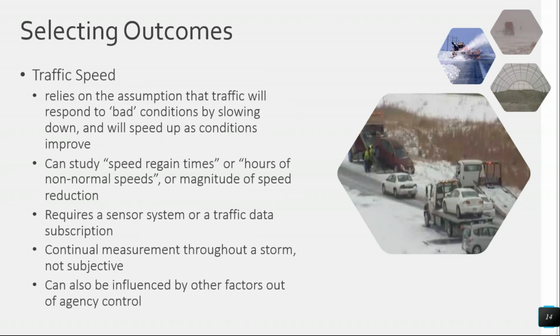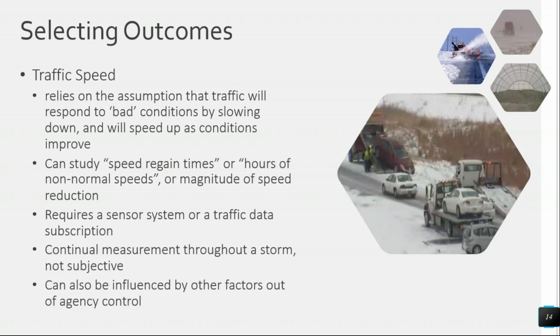Another one that might be interesting for you to consider is traffic speed. Now, this one relies on the assumption that traffic will respond in a certain way to a condition. And so if the weather is bad, it assumes that the traffic will slow down and will speed up as the conditions improve. And how much they slow down or how long it takes for them to regain are also indications of kind of a relative rank, from good going down all the way to very poor.